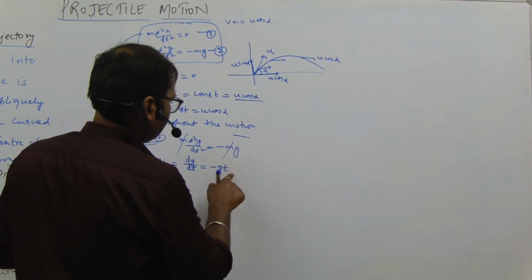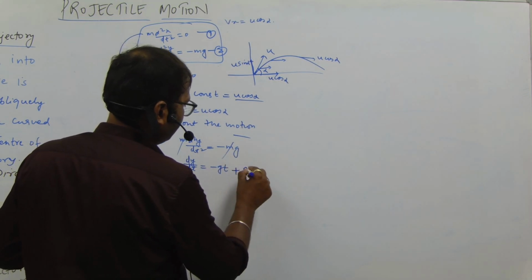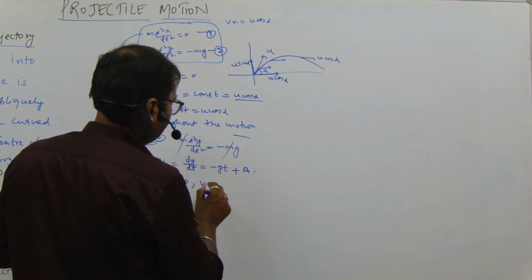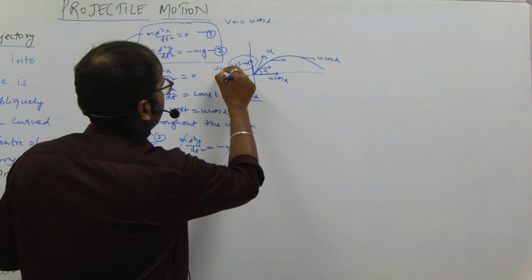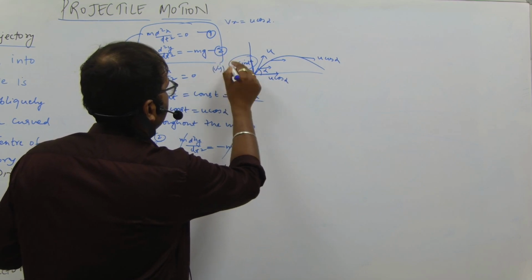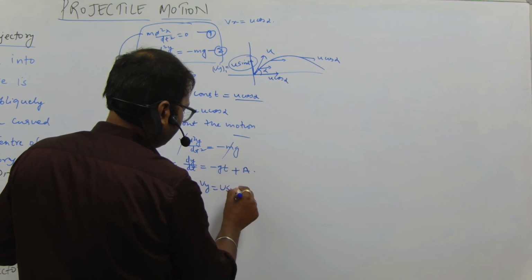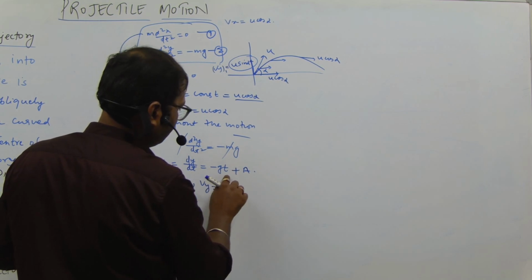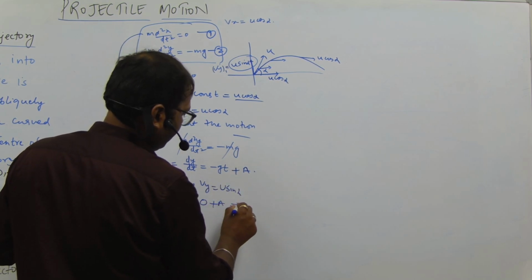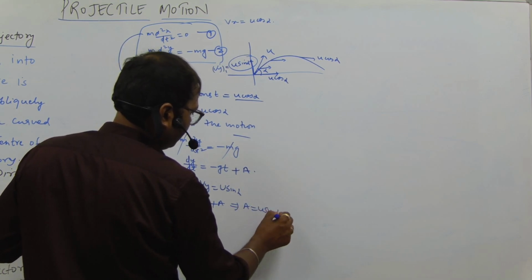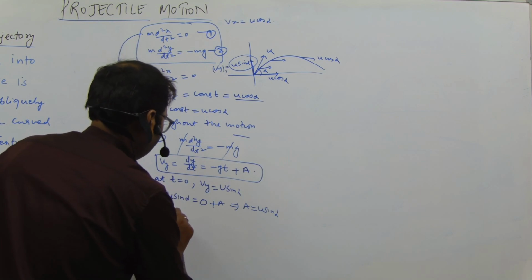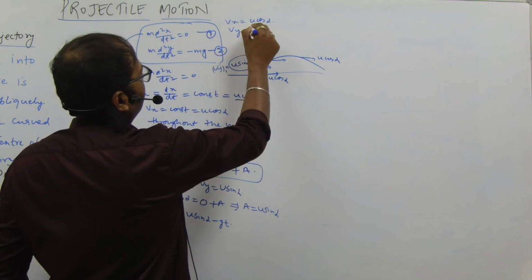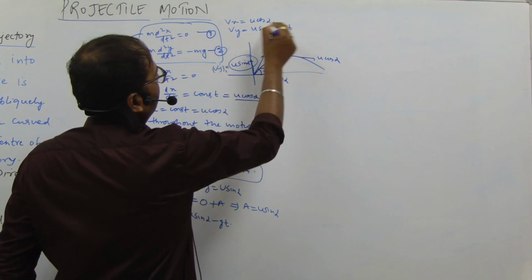Sorry, on integrating this we have a constant of integration also. At t is equal to 0, what is Vy? This is u sin alpha. Vy initial is equal to u sin alpha. So let us put u sin alpha at t is equal to 0. u sin alpha is equal to, putting t is equal to 0 here, 0 plus a. So the value of a is u sin alpha. So this equation becomes Vy is equal to u sin alpha minus gt.